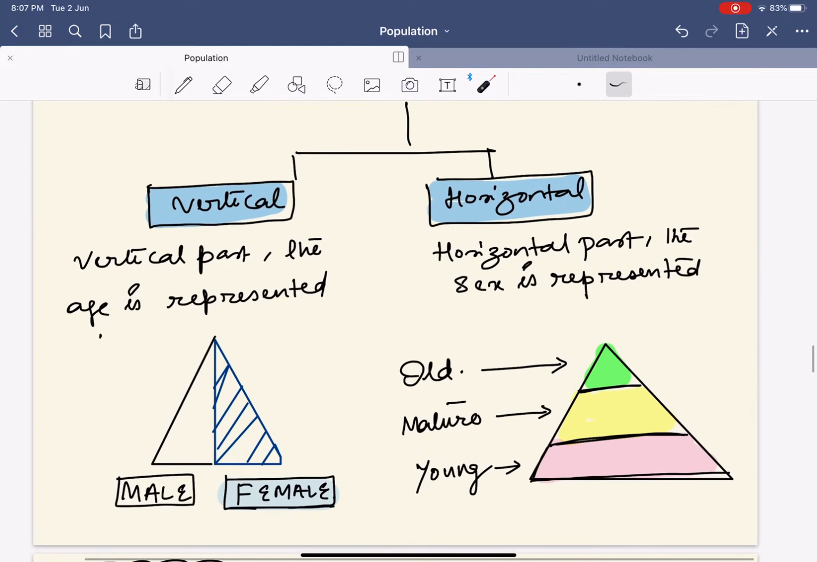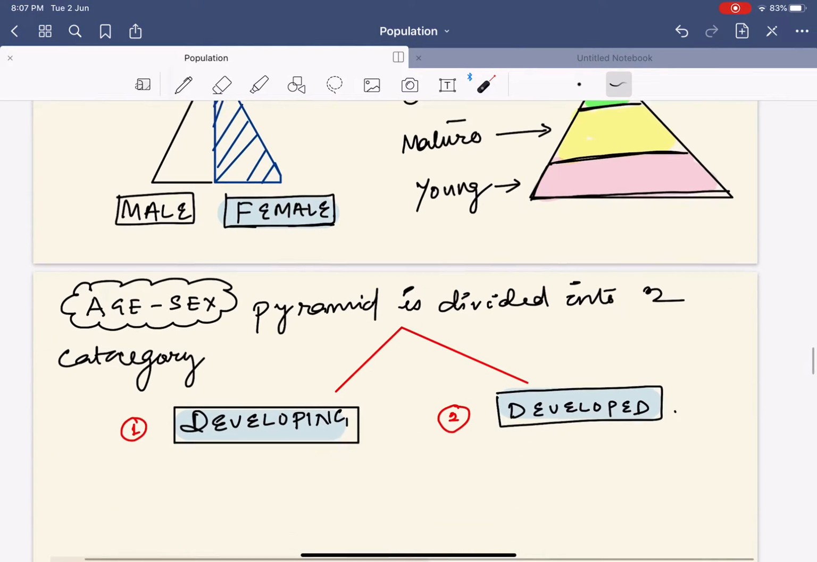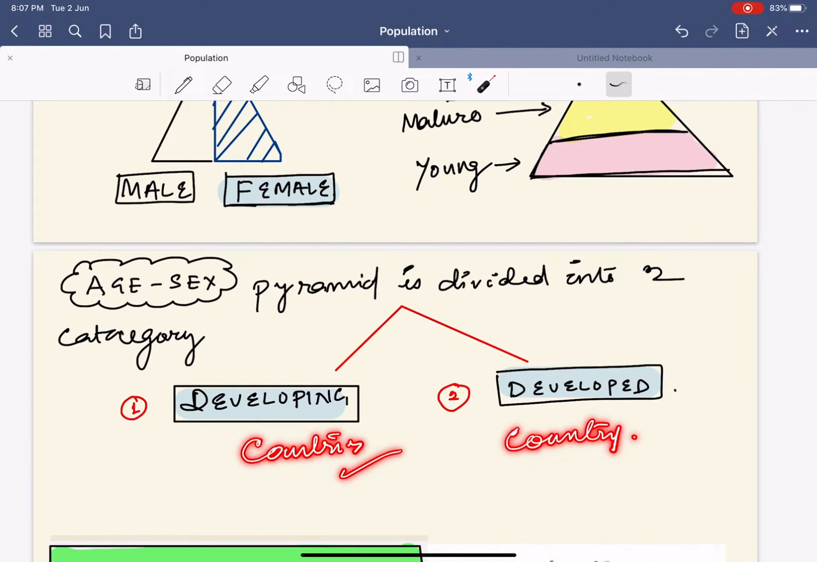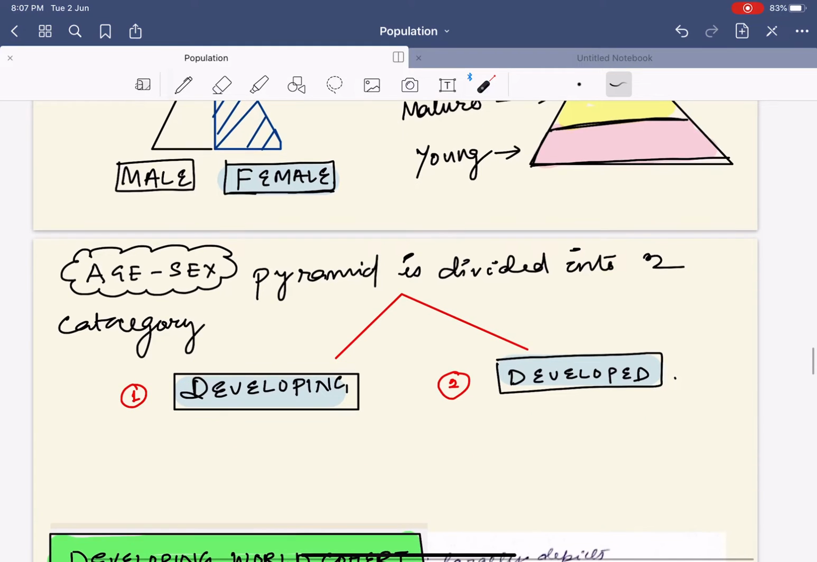But prior to that, the age sex pyramid is divided into two categories. For the analysis of the population composition, we are using the age sex pyramid, and again we are dividing it into number one, the developing category, and the developed category. What is the developing and developed? It's nothing but the developing countries and the developed countries. That is, how the age sex pyramid looks with respect to the developing and the developed country.